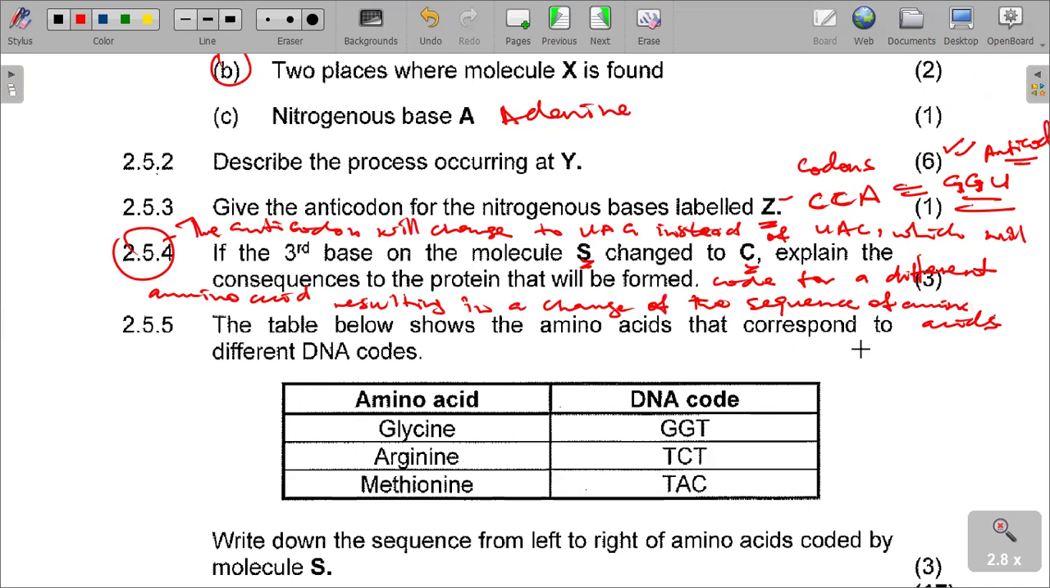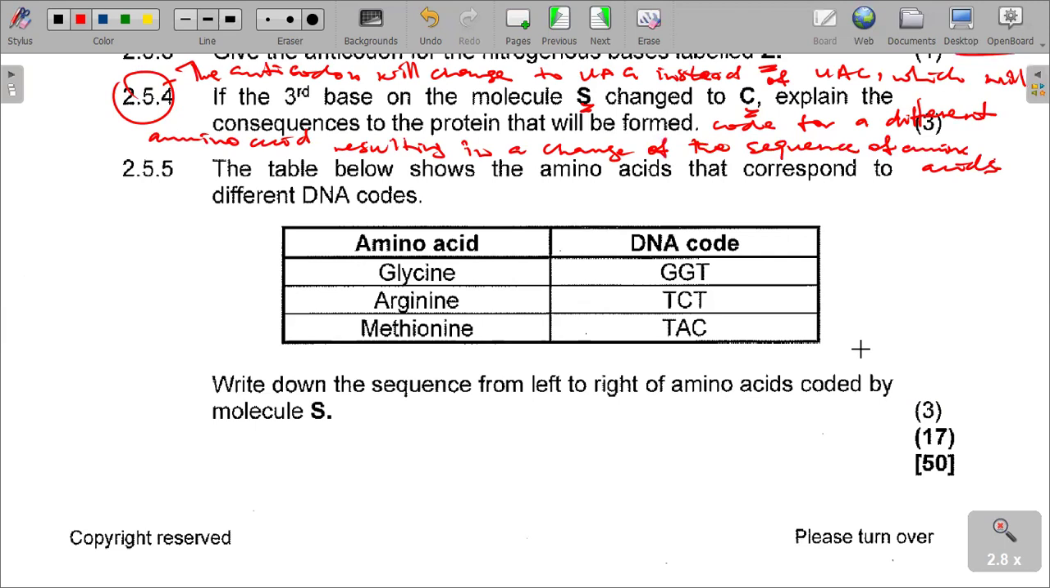anticodon. The table below shows the amino acid that corresponds to different DNA codes. You see, it shows the different amino acids. It shows the amino acid that corresponds to different DNA codes. We have got the DNA code there, and then we have got the amino acids. Write down the sequence from left to right of the amino acids coded by S.